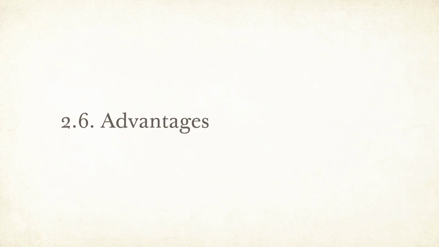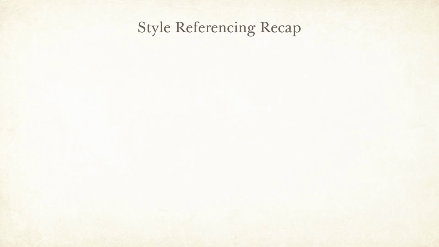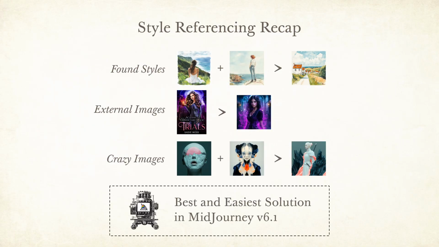Point 6. Advantages and disadvantages. So as you've seen in this section, the best way to find a style that will work is with style referencing. It's the best tool we have available at present with version 6.1 of MidJourney. It offers us lots of advantages.